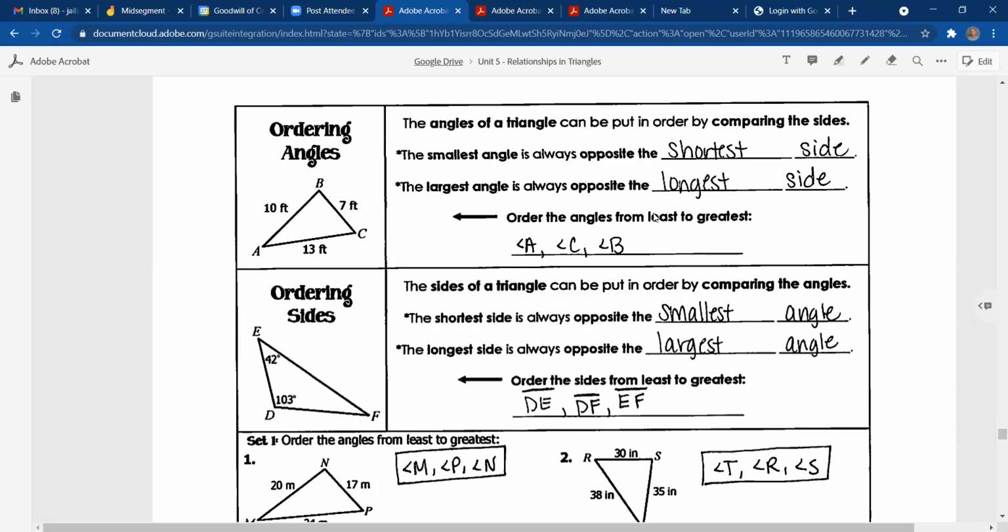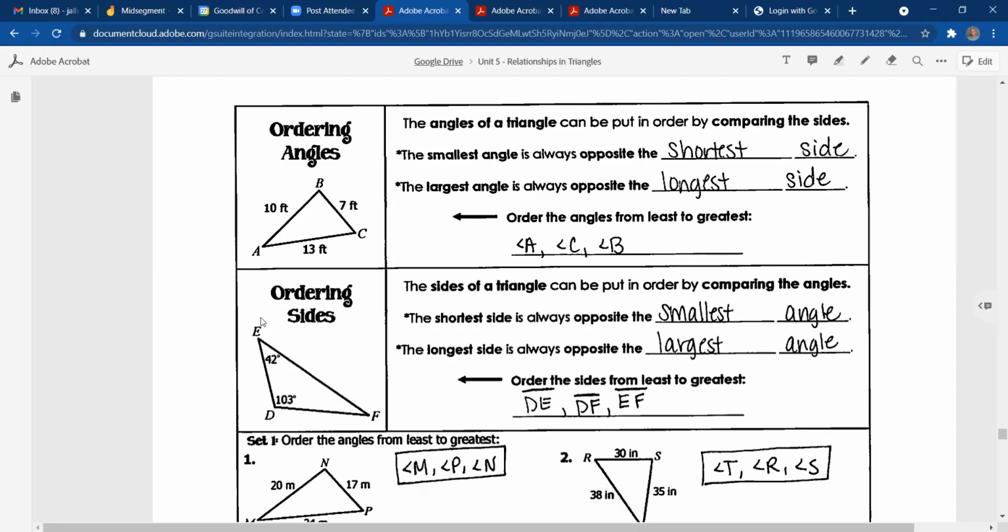I guess, maybe not, since it's in degrees, it would be smallest to greatest, least to greatest. Or if you want to put the sides in order, then you need to know what the angle measurements are. So in this situation here, with the example of this triangle EDF, we have two of the three angles. Clearly, the longest side is going to be EF, right?